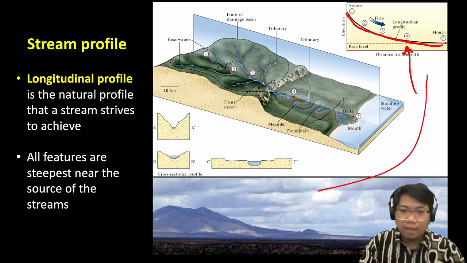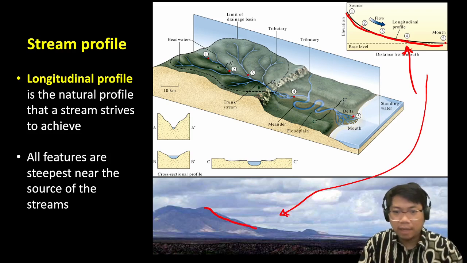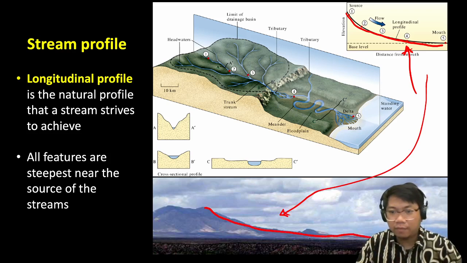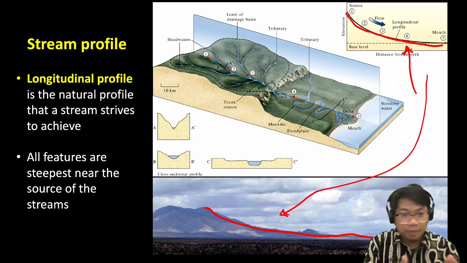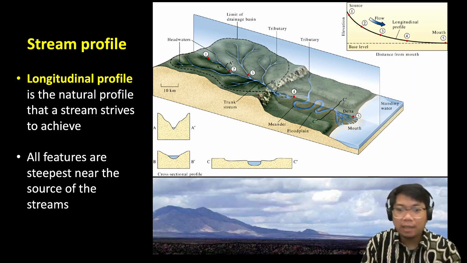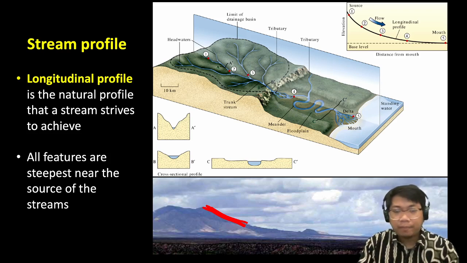And you can actually see it as well on this picture right here. You can see that the shape of the ground is actually driven by the longitudinal profile of the river that flows in that region, for example. Okay, so again, longitudinal profile is the natural profile that a stream strives to achieve. All features are steepest near the source of the streams, right? That is something that I also need to emphasize here, that the slope of the longitudinal profile is much steeper here in the upstream region of the river. Compare that with the downstream part of the river, where the slope isn't very steep, right? And that's what characterizes the longitudinal profile of a river.